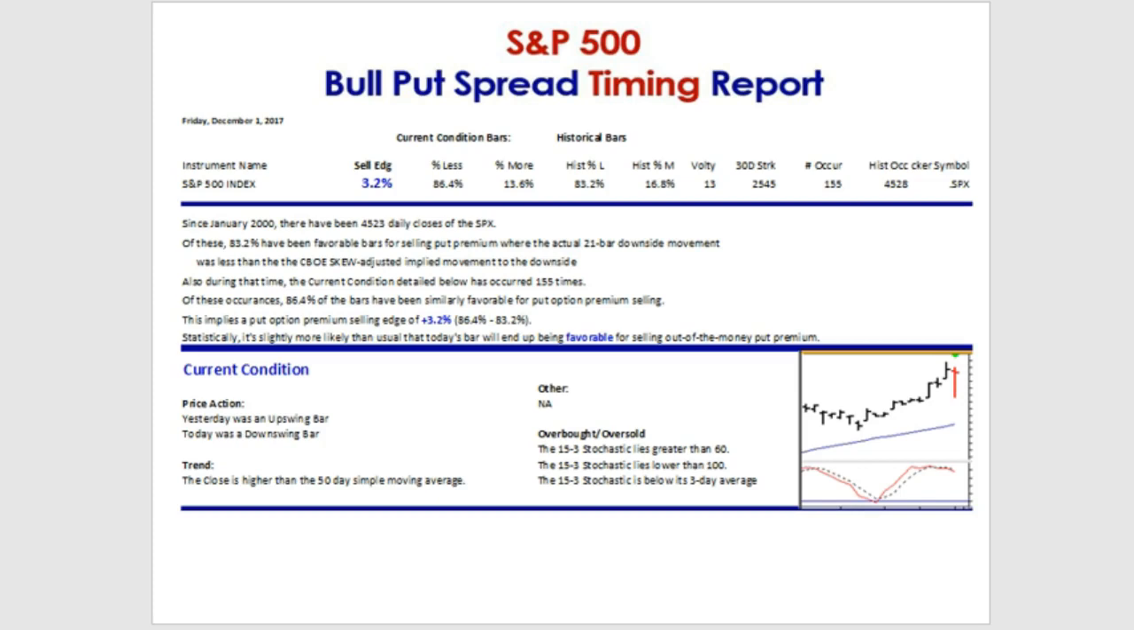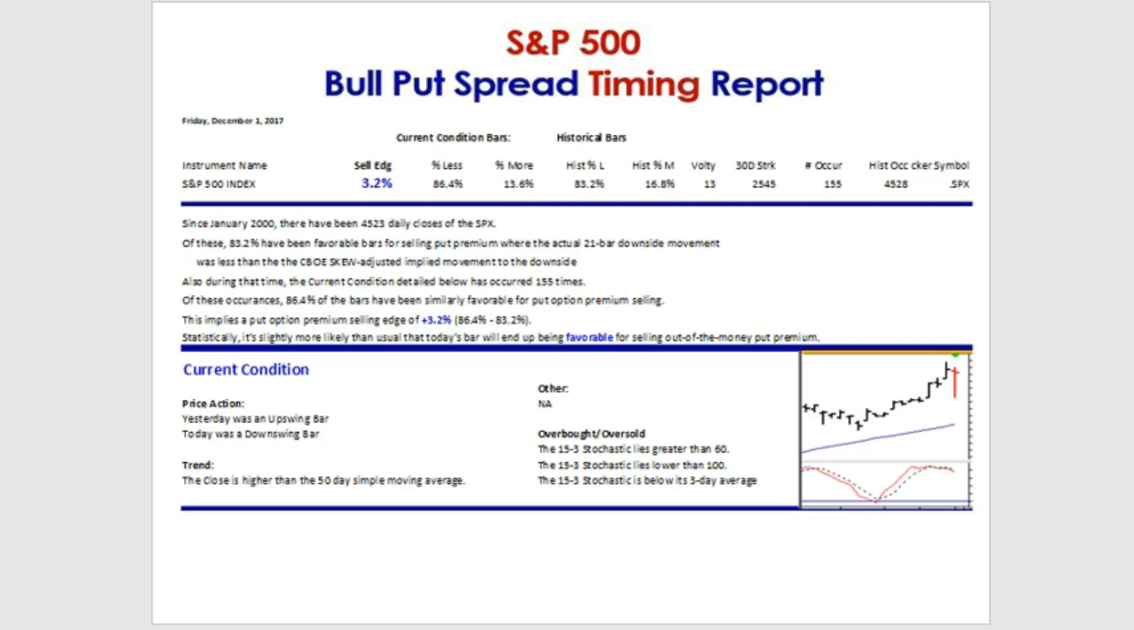We have those 4,528 daily closes of the S&P 500. Of those, 83.2% were favorable for selling put premium because the actual 21 bar downside movement was less than what the SIBO skew adjusted implied movement to the downside was. Again, what this means is that 83.2% of the time, the market does not move down and hit that standard deviation level to the downside.